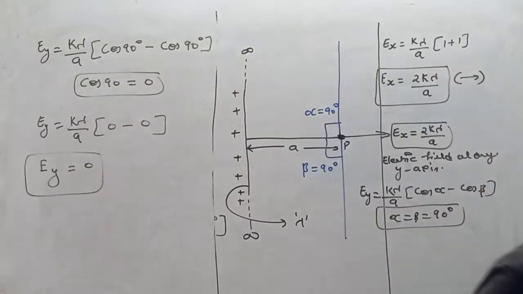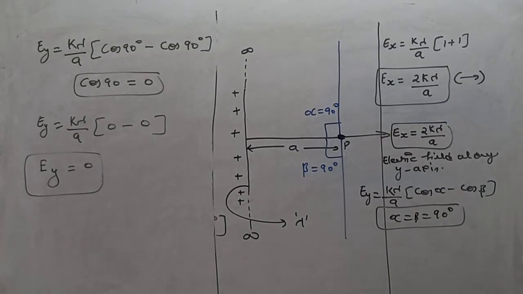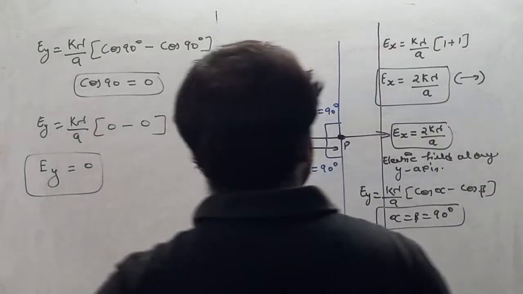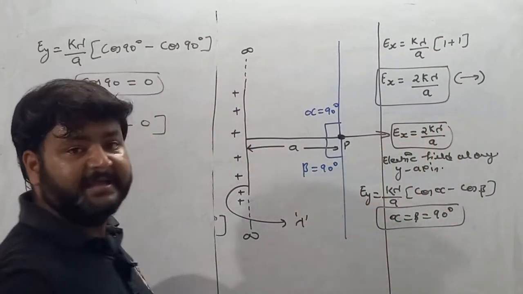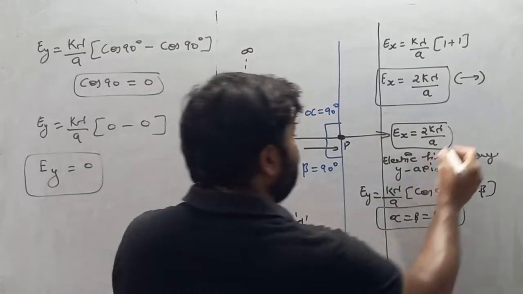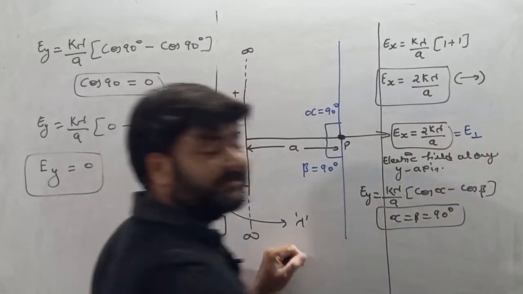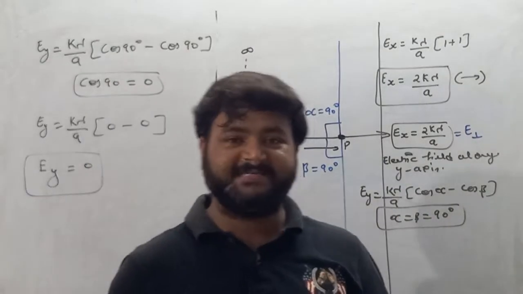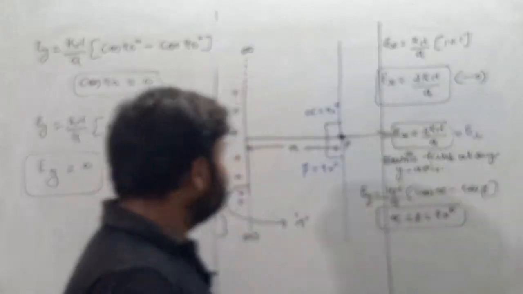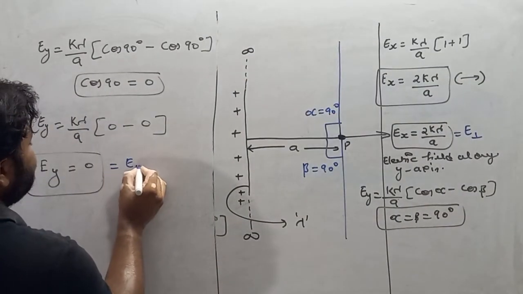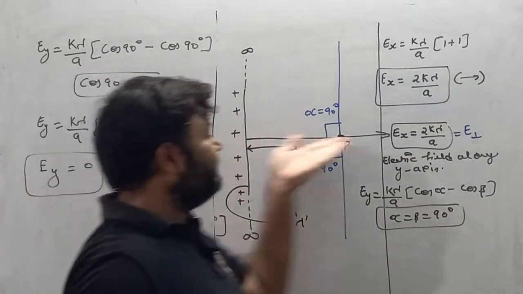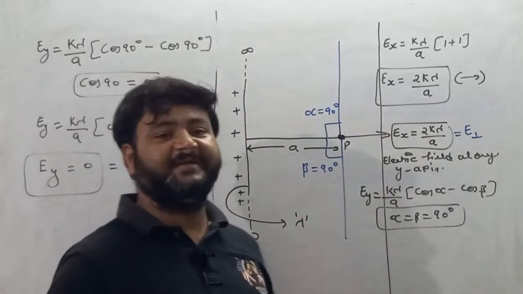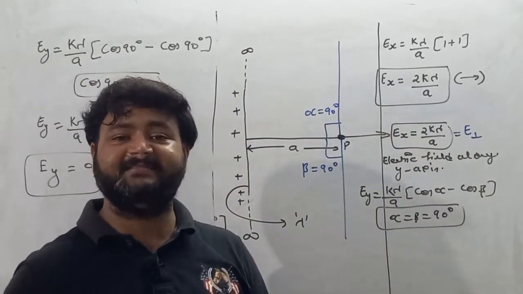So what we'll see here, my dear student, electric field due to infinite length wire is only along x-axis, and it is 2k lambda by A, which is also called perpendicular electric field. But when we are talking about electric field along y-axis, it is equal to 0, which is also called parallel electric field. So we have only one direction of electric field due to infinite length wire.